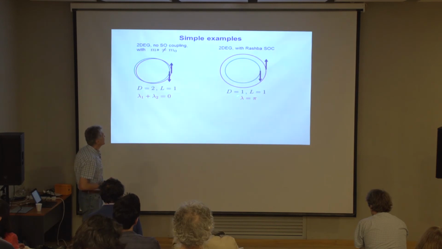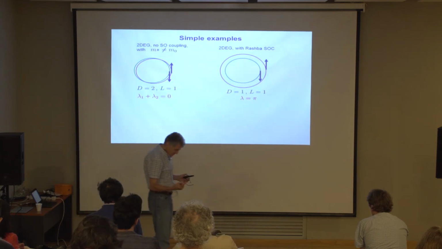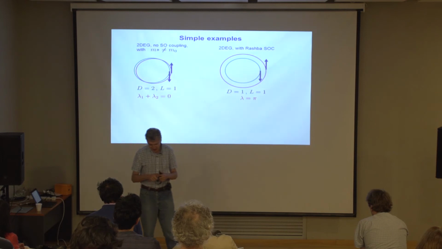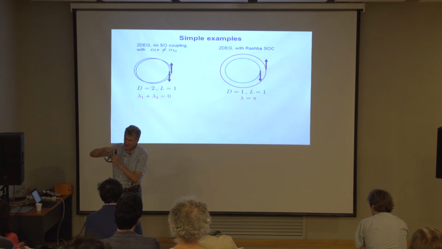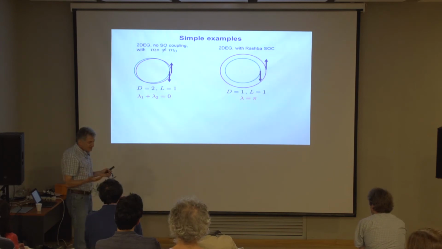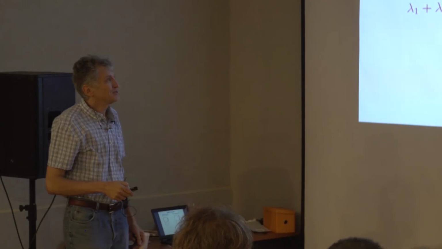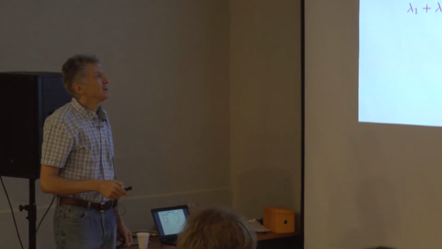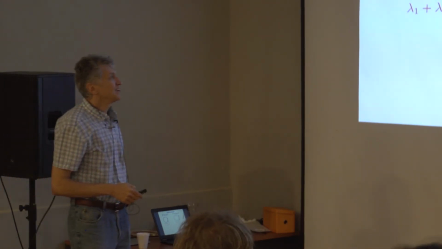With Rashba, D equals 1 and L equals 1. Because now, depending on the chirality of the state, whether momentum and spin form a positive or negative angle, the energies are different, or rather at one energy there are two different surfaces. Then it means that for each of the bands, there is just one trajectory. So D equals 1, L equals 1. In this case, we can guarantee that the phase equals pi, and that was just on the previous slide.